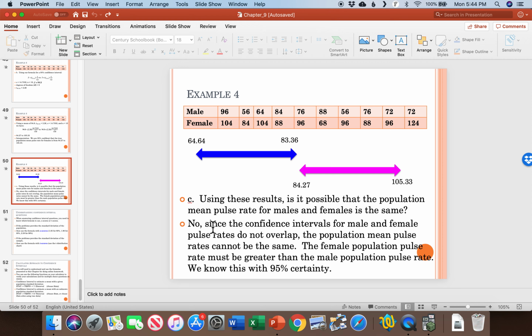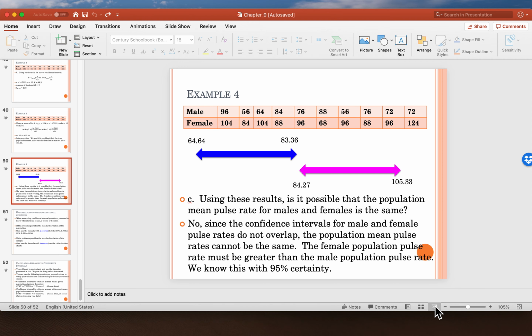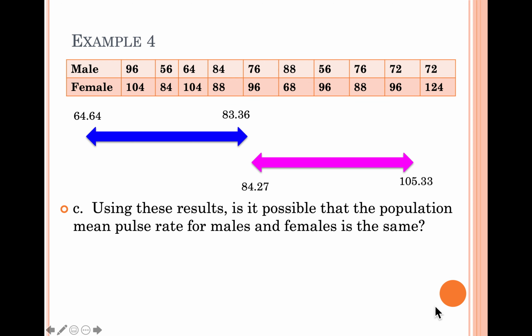Here, the answer to the question would be no, but if the numbers or if the arrows did overlap and there was an overlap of numbers, then the answer would have been yes. They could possibly have the same population mean.